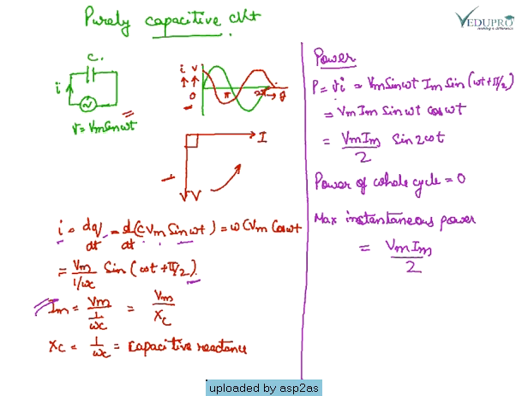Power of the circuit is V into I, and here voltage is Vm sin omega t, and I is Im sin (omega t plus pi by 2). Solving this, we get this, and the average power over the whole cycle is 0. So the maximum instantaneous power is Vm Im upon 2.